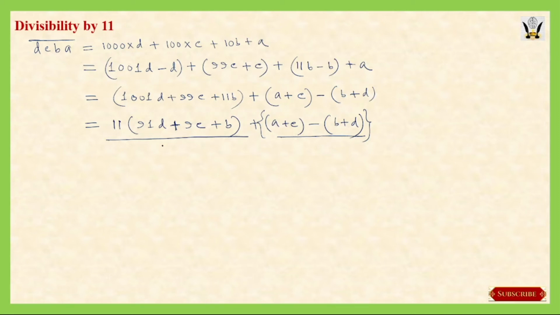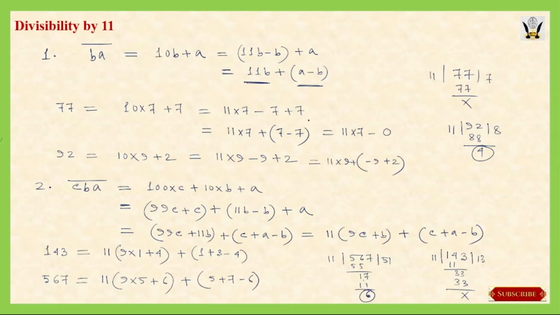Now what is the condition? The digits that we have at units place and at hundreds place, we will add them, and also separately we will add the digits that we have at tens place and thousands place, and then those two results will be subtracted from each other. So if this a plus c minus b plus d, the digits at odd places and the digits at even places, if that difference is divisible by 11, then the whole 4-digit number will be divisible by 11. So either this value has to be 0 or divisible by 11, and 0 is divisible by any natural number.